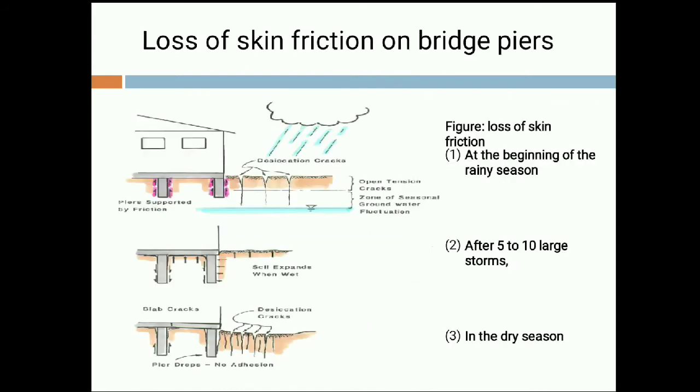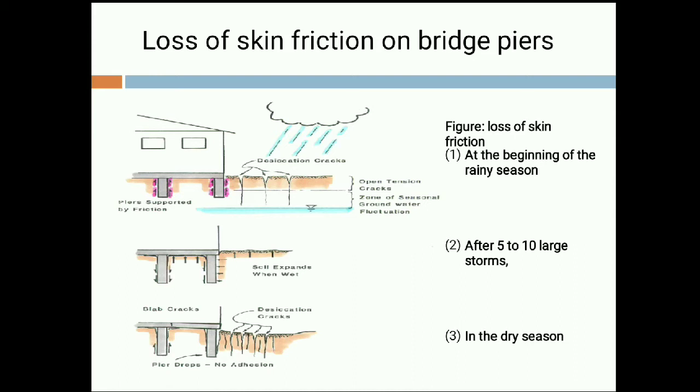The loss of skin friction on a bridge pier. Bridge piers basically work on the property of skin friction. Skin friction is the friction generated between the surrounding soil and the pier material. Because of the expansive nature of the soil, the amount of skin friction keeps decreasing, and this creates negative skin friction which acts in the upward direction.